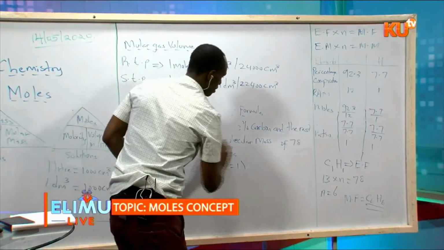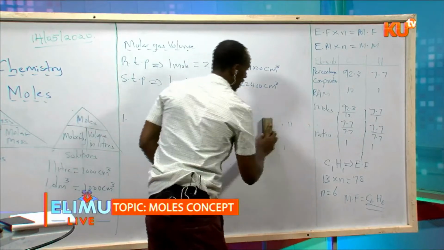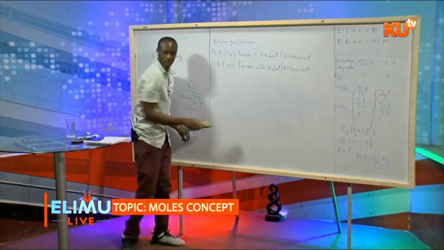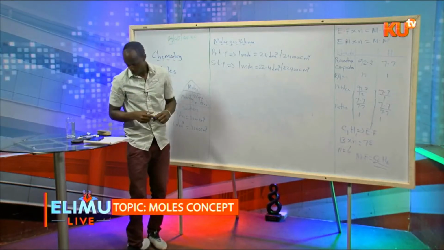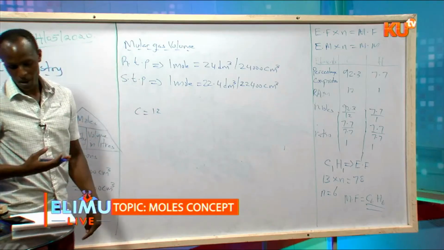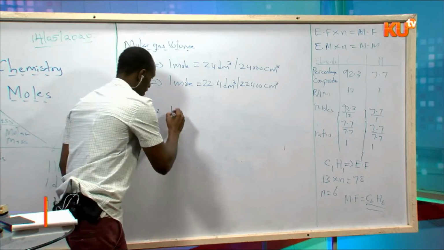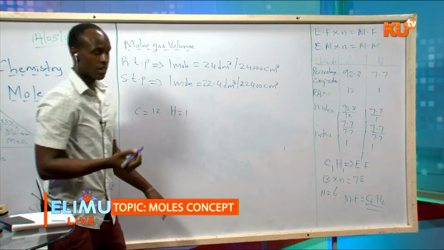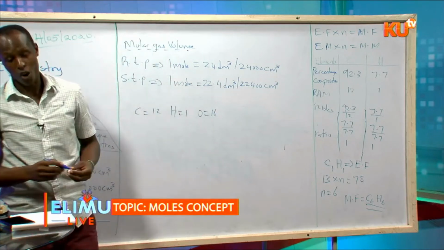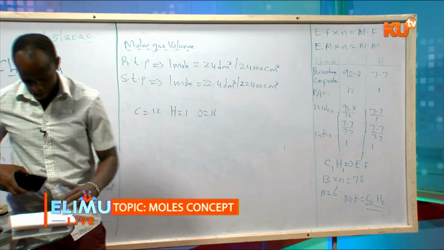So here in that compound, we have 3 elements. So let me give you the RAM of those 3 elements so it can help you to handle the question. Carbon, RAM of carbon is 12, a very common element. RAM of hydrogen, another common element, is 1. And RAM of oxygen is 16, another common element.